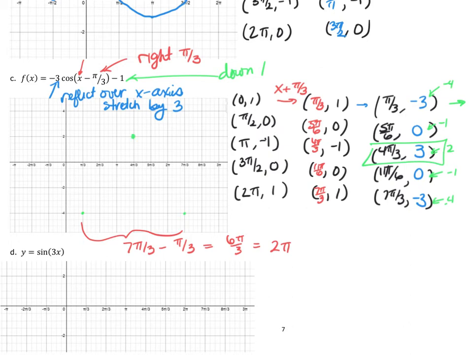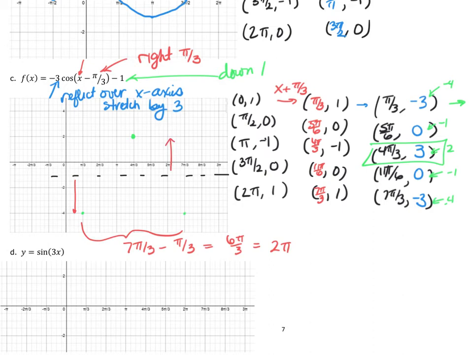Let's talk about the baseline. The baseline has moved down 1, so let me just go ahead and put my baseline here. The other two examples, my baseline did not move. So my baseline moved on this one, and you can see the distance traveled from the baseline to a minimum, or the baseline to a maximum, is a distance of 3.